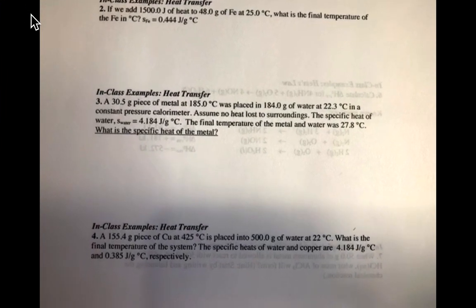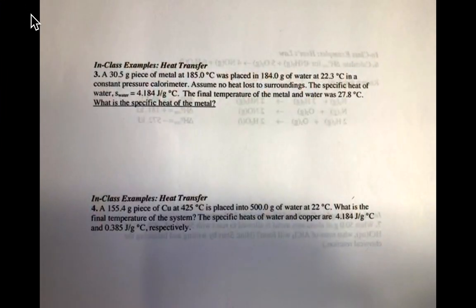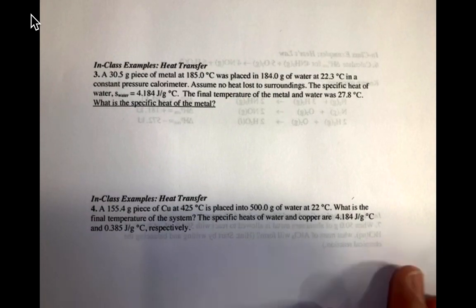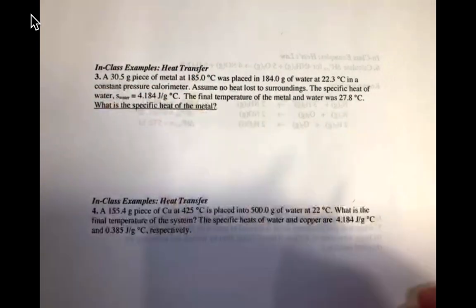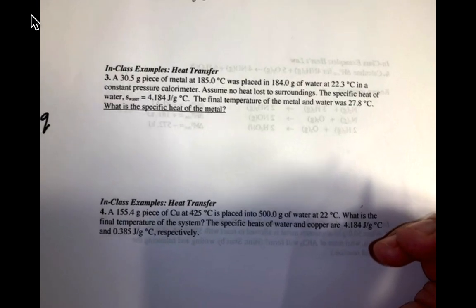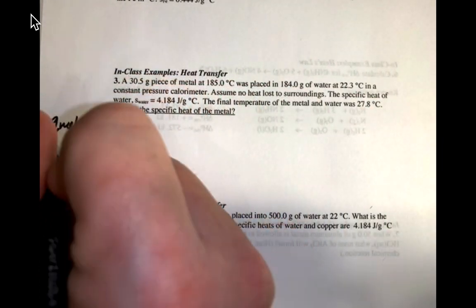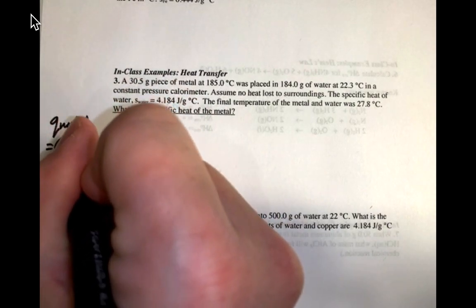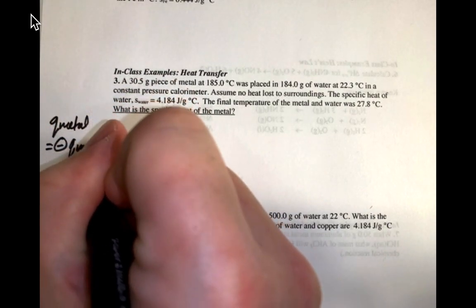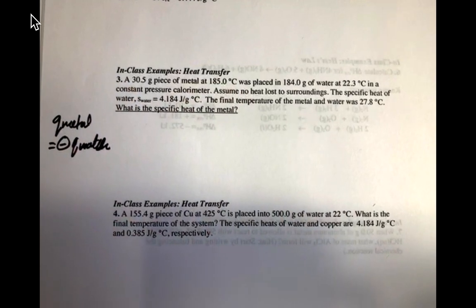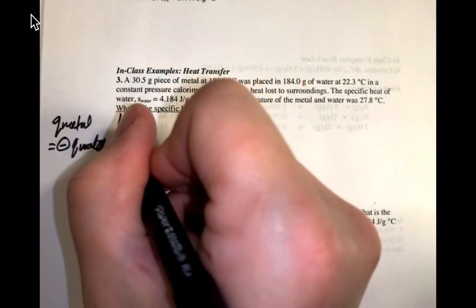All right, for this problem number 3, we're going to show you the process to calculate the specific heat for a metal. And for this, we're going to use this property. In a contained system where we don't have any heat leaking out, the Q of the metal is equal to minus Q of the water. So we're assuming that all of the heat that leaves the metal goes into the water.